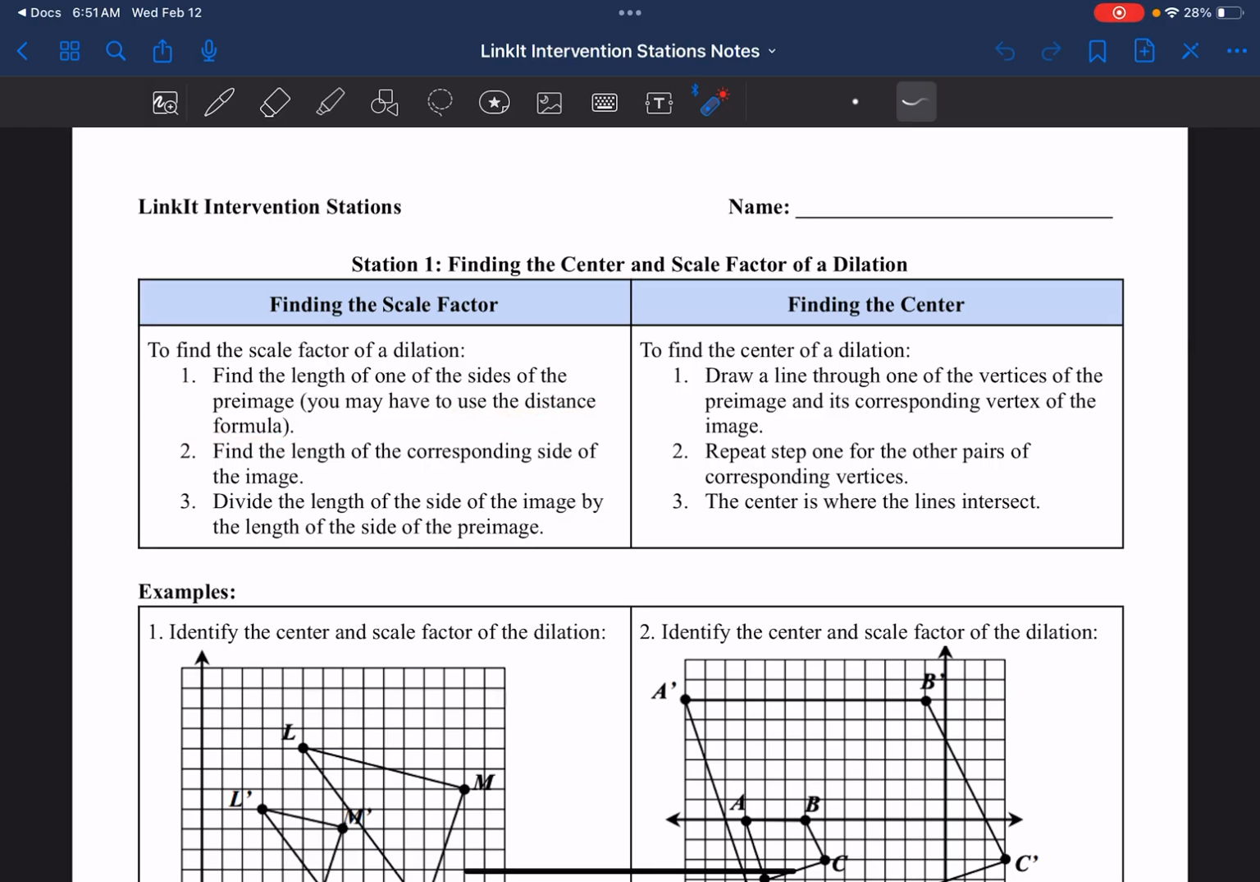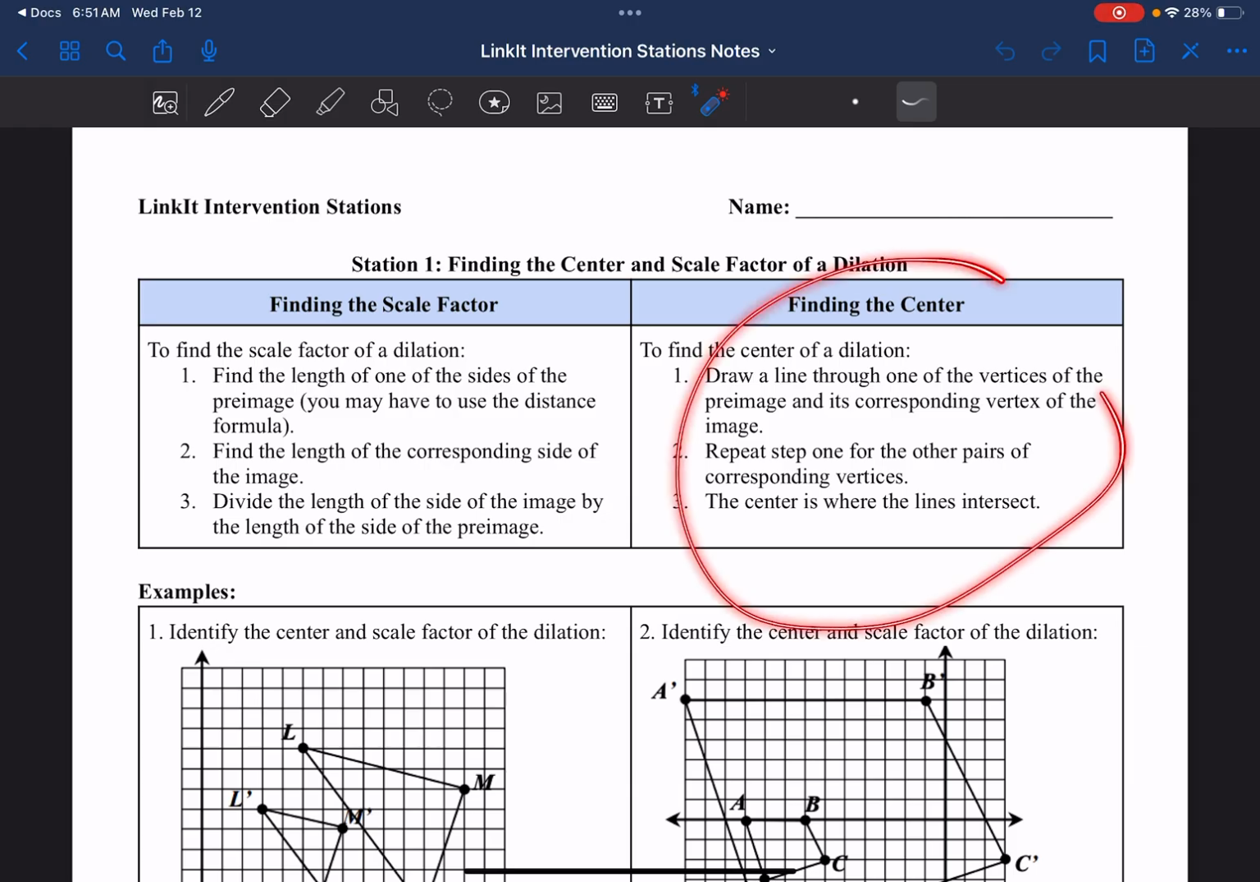The second thing you'll do is find the length of the corresponding side of the image. And just like for the one on the preimage, if it's not vertical or horizontal, you're going to have to use the distance formula. And then once you have those two lengths, you're going to divide the length of the side of the image by the length of the side of the preimage. So it's image divided by preimage.